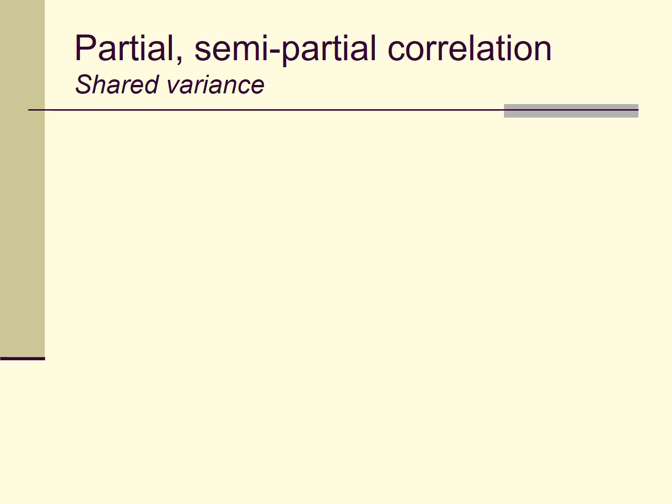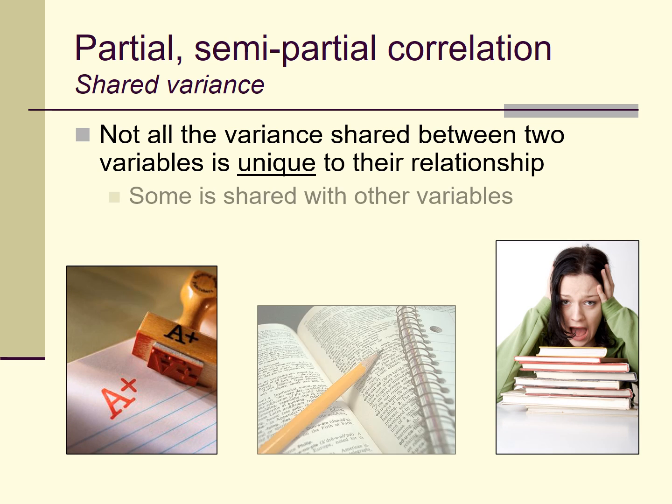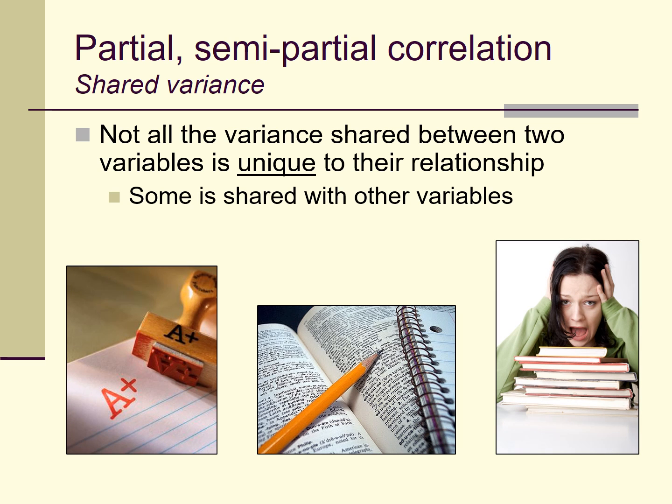But what's new or interesting at this point is the idea that not all variance that's shared between two variables is unique to their relationship. Some variance is shared with other variables. That is, some amount of the overlap between exam anxiety and exam performance is not just about those two variables, but also includes another variable, or potentially many other variables. In this case, we're just focusing on time spent studying.